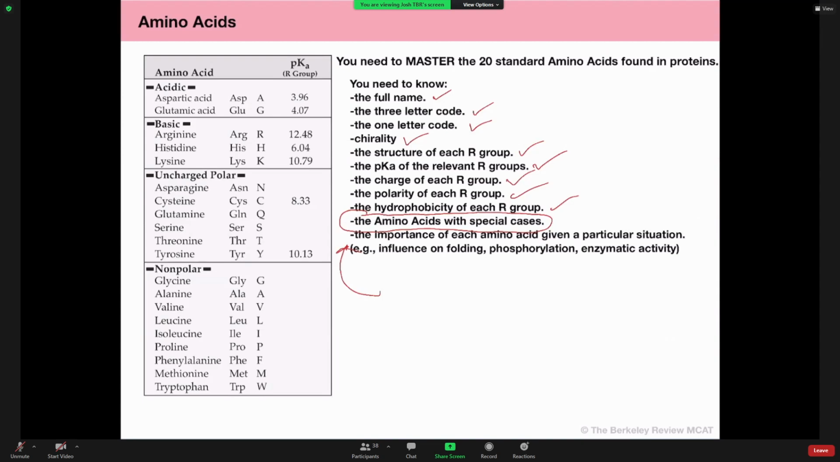Okay. And if you can do this, and this is going to happen over this course and during your studies, you're just going to be able to get a lot of free points on the MCAT, just because there are going to be a lot of questions that come up and you'll be able to answer them. And the more you know these, the quicker you're going to answer those questions and the more time you're going to have for other questions.